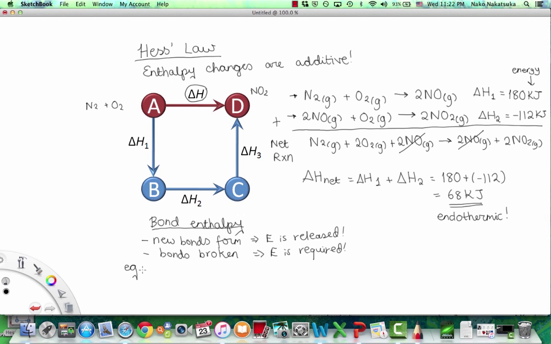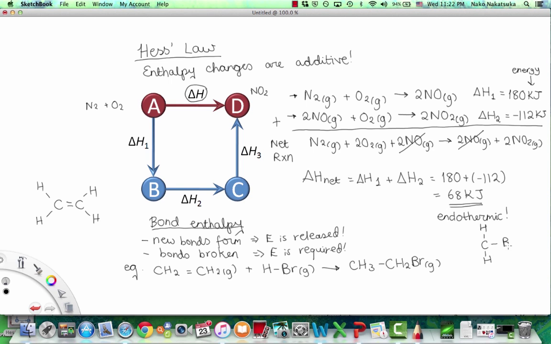So as an example, let's look at CH2 double bonded to CH2, which is a gas. If you want to know what that looks like, it looks like this. And since you guys have learned how to draw molecular structures, you should have been able to draw this from this molecular formula. Okay, this plus HBr, which is also a gas, you end up with CH3CH2Br. So now let's draw out what this guy looks like. So that would be CH2Br and CH3.